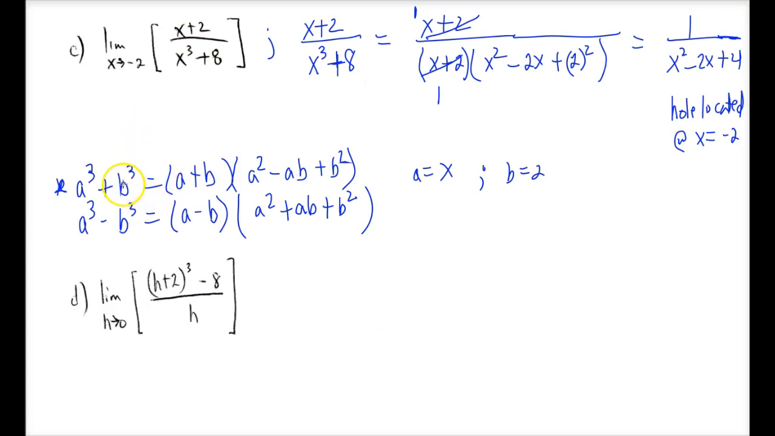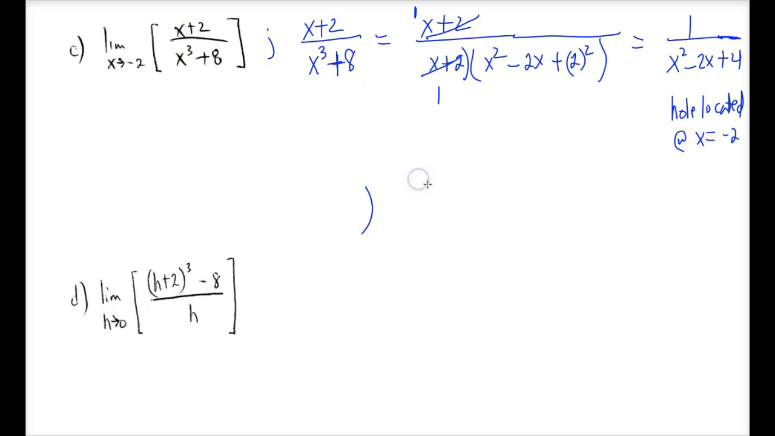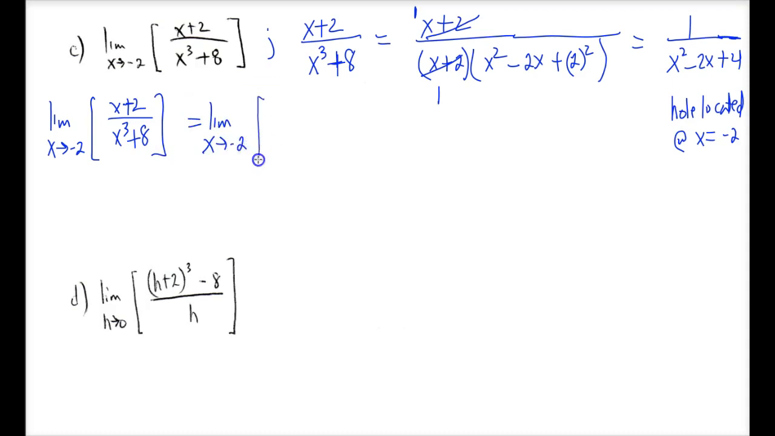I'm just going to go ahead and erase what I have here. Go ahead and put that back in. And so now, here we know that the limit as x approaches negative 2 of our original problem is going to be the same as the limit as x approaches negative 2 from both the left and the right of 1 over x squared minus 2x plus 4.